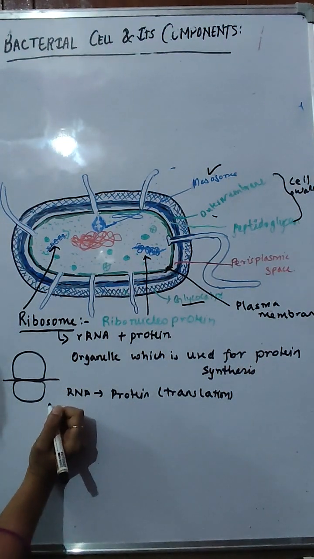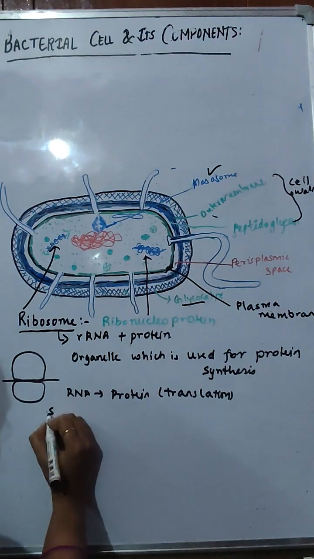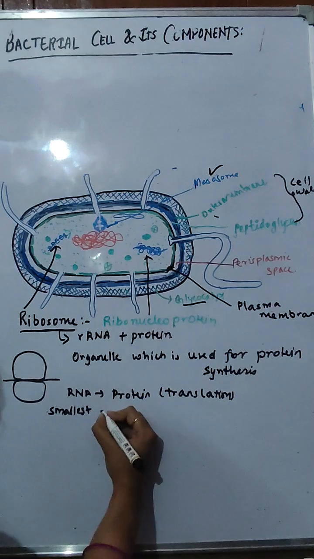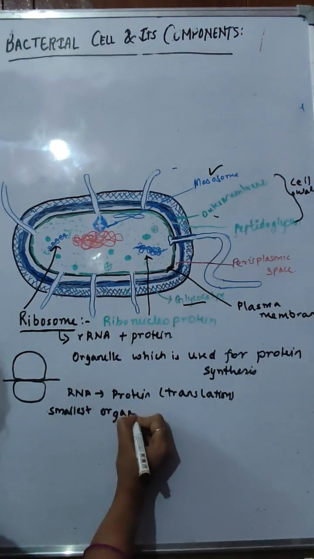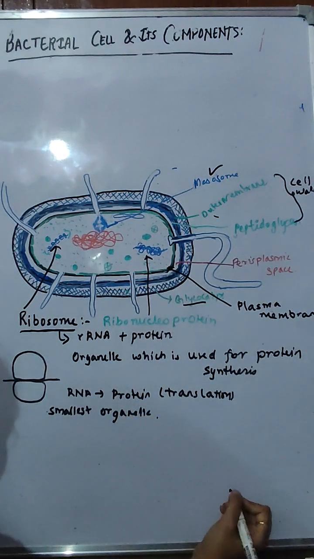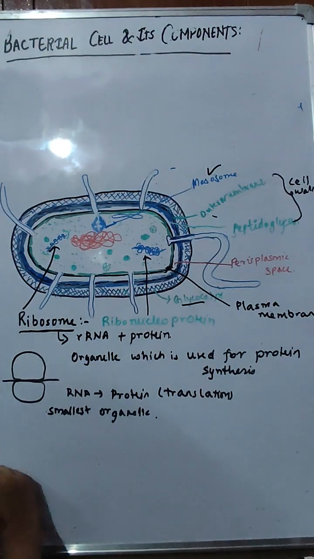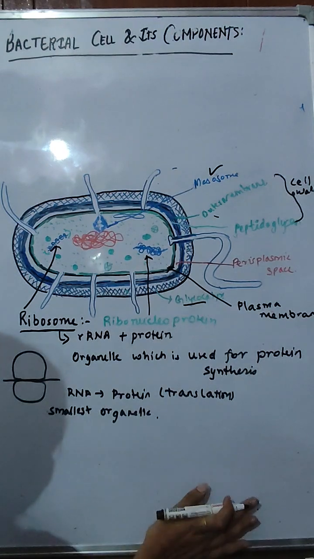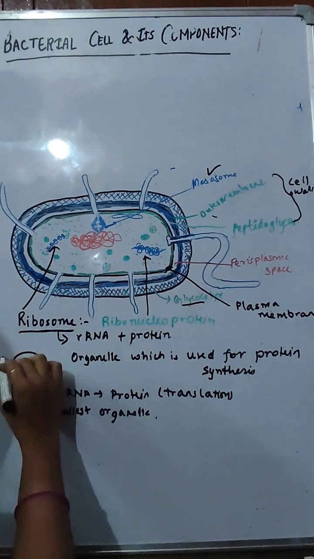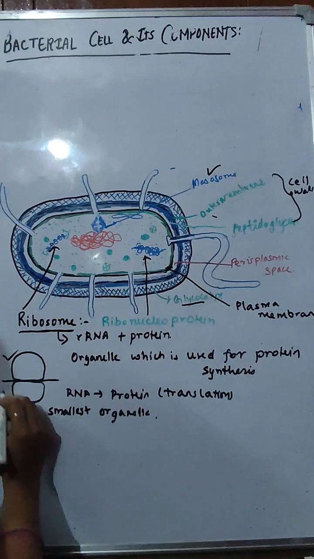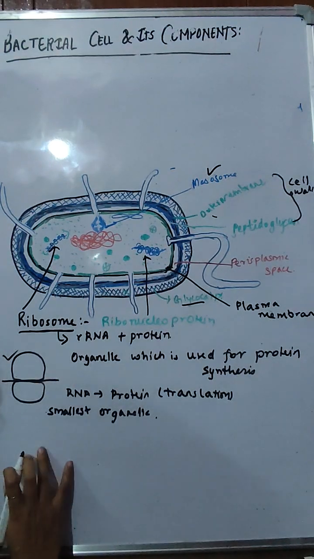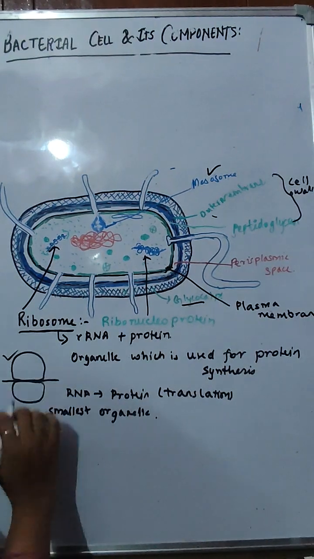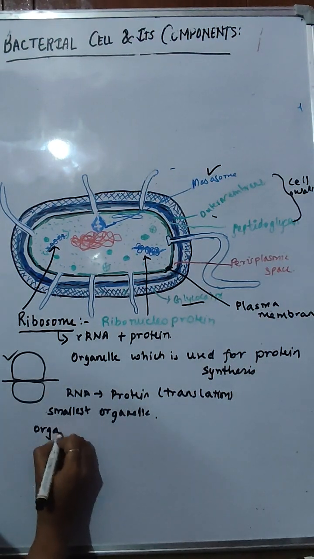Ribosomes are very small organelles. The only organelle which is present in prokaryotic cell is ribosome. We have studied that a prokaryotic cell does not contain any membrane-bound organelle. Obviously, our ribosome is non-membranous. It does not contain any membrane. So, it is the only organelle without any membrane. It is also known as organelle within organelle.